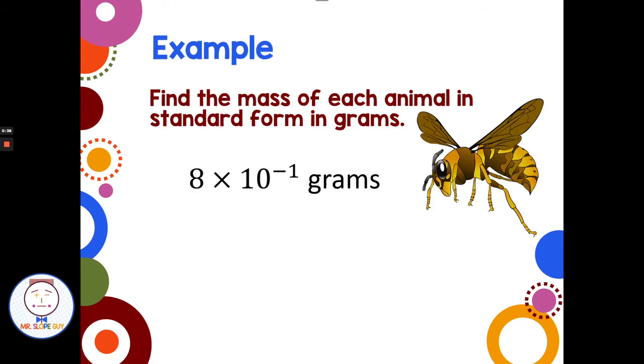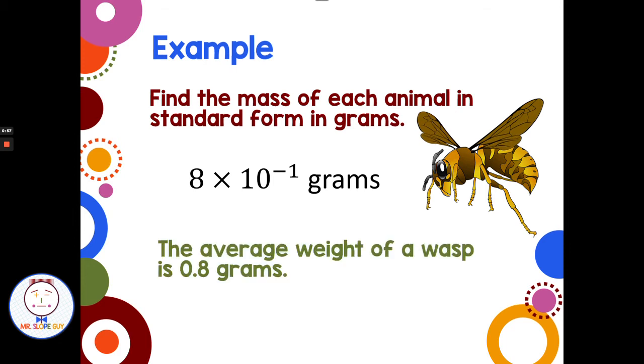So let's find the mass of each animal in standard form in grams. We have a giant wasp here. And remember, a gram basically weighs about the same amount as a paper clip. So we have the mass of a wasp as 8 times 10 to the negative 1. Change that to standard form in grams. We would move the decimal place 1 place to the left. And the average weight of a wasp would be 0.8 of a gram. And that makes sense. That's pretty close to the weight of a paper clip.